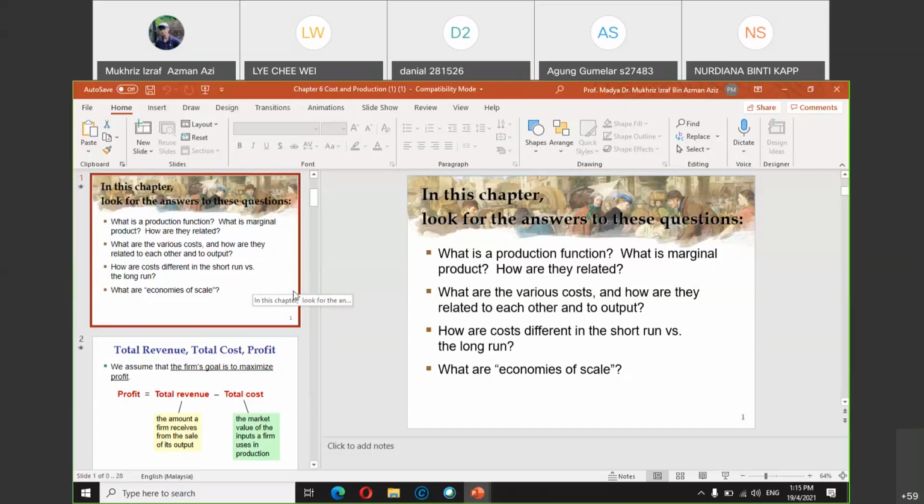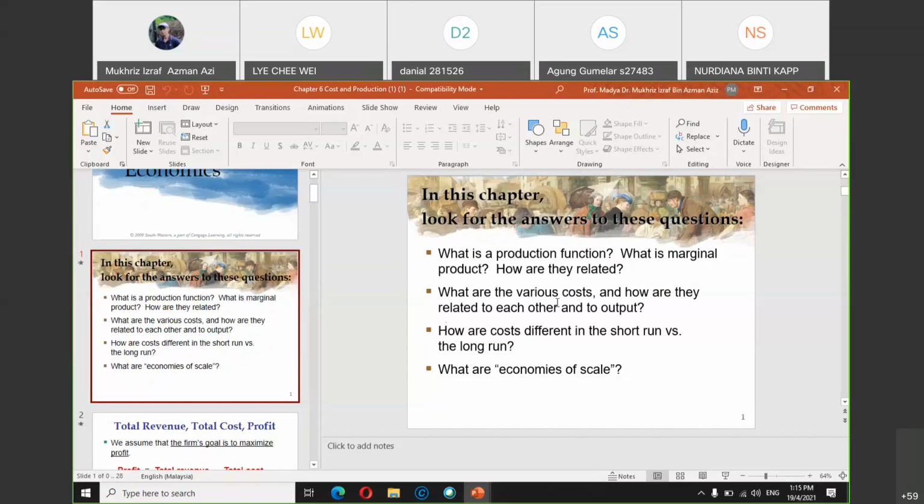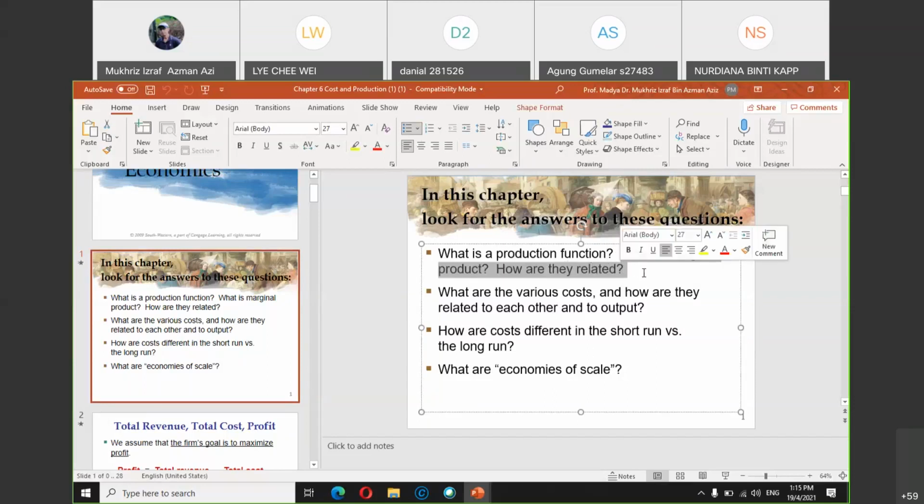So for chapter number 6, the main focus of the syllabus is basically on these 4 items here. What is the production function? What is marginal product? How are marginal product and production function related? And also the cost of production, the different types of cost: fixed cost, variable cost, total cost, and the difference between these costs in the short run period and in the long run period. In economics, we usually divide time into 2 scales, short run and long run.